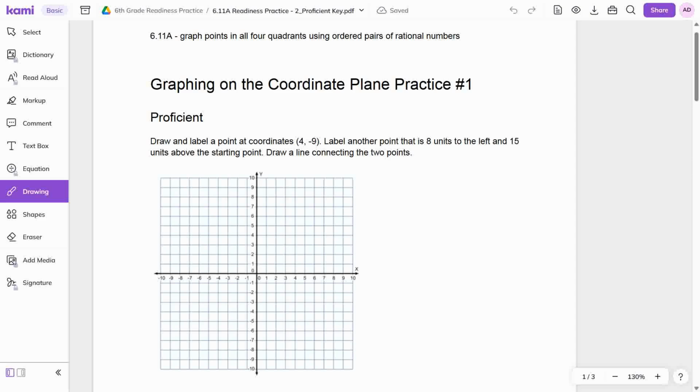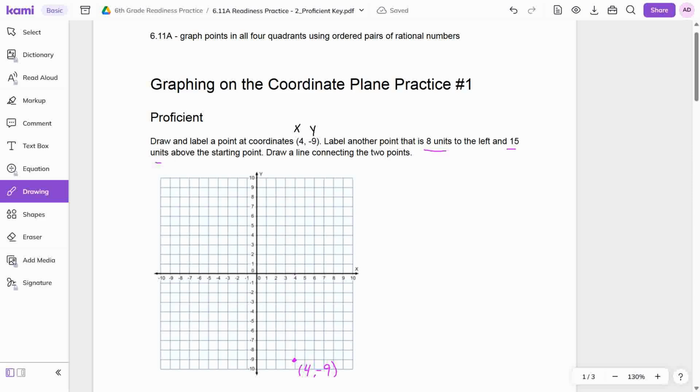So we need to draw and label a point at coordinates 4, -9. So 4 is going to be our x-coordinate. -9 is going to be our y-coordinate. So let's go ahead and do that first. Our 4 is going to be on this x-axis, somewhere around there. And then our -9 means we have to go all the way down very close to the bottom. So our point is all the way down there. And let's go ahead and label that 4, -9.